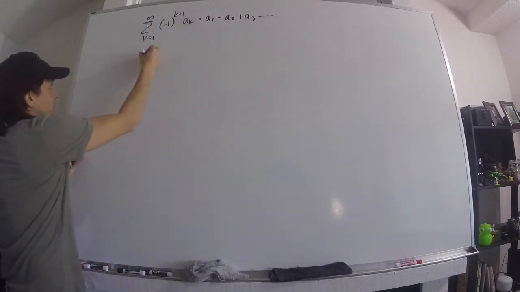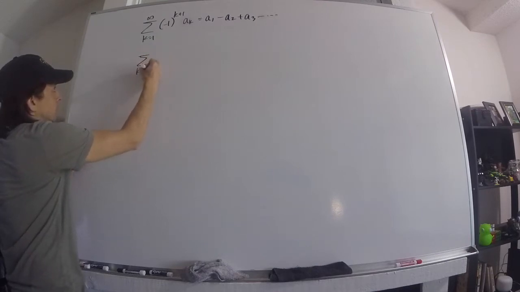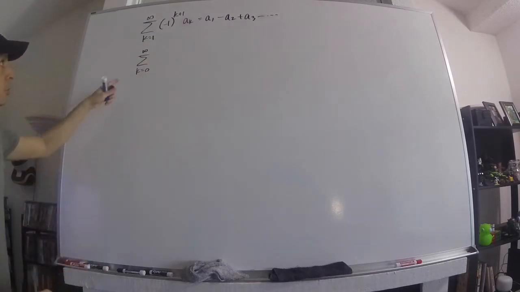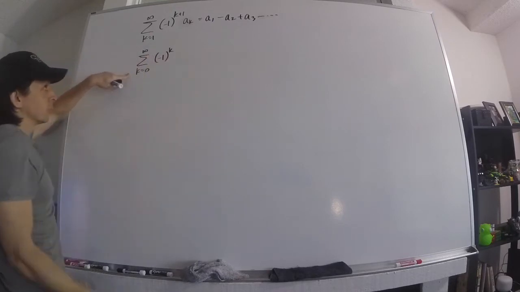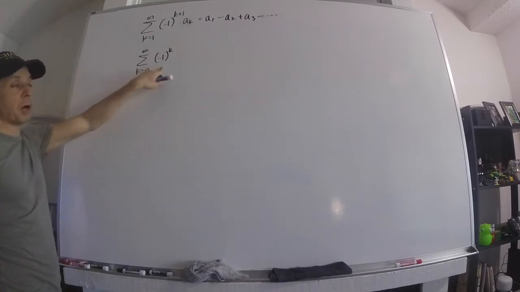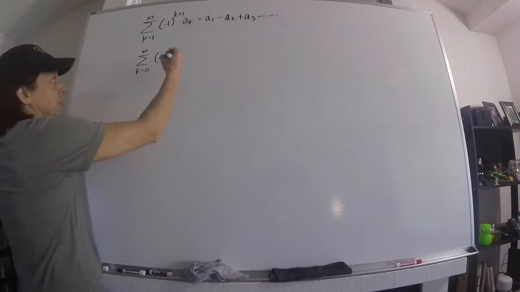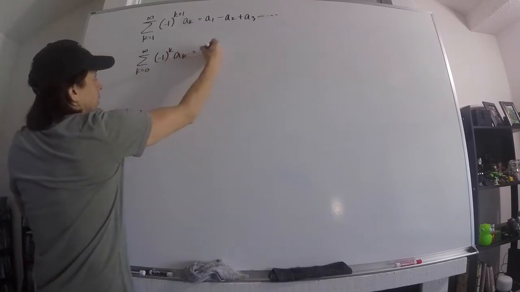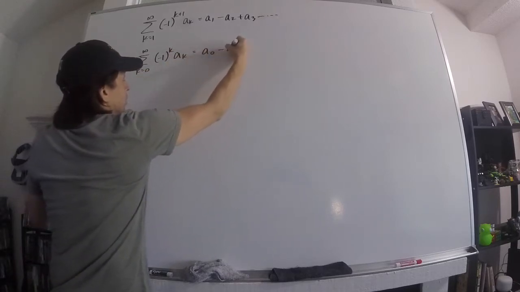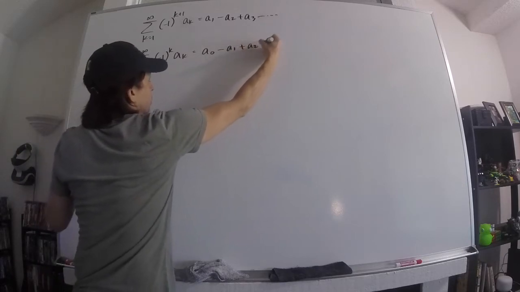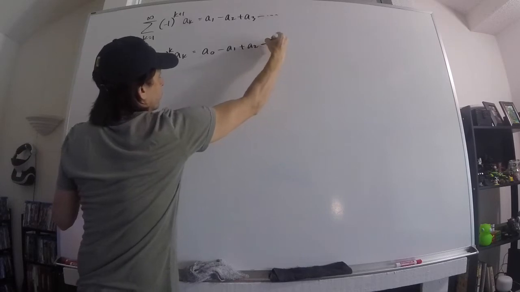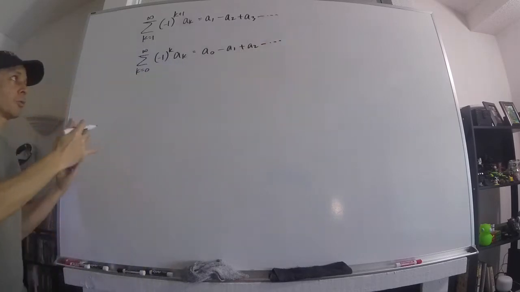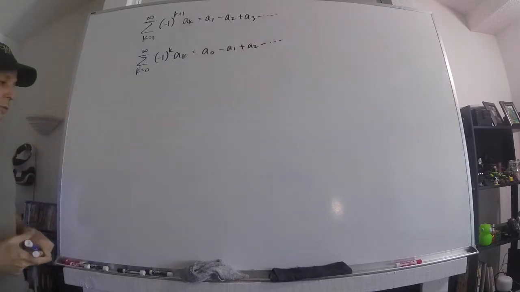The other form, they're starting at 0. Sometimes I'll just put a k there so that your first term is positive. -1 to the 0 is going to be positive, and it's a0 minus a1 plus a2. So things are just being counted differently.